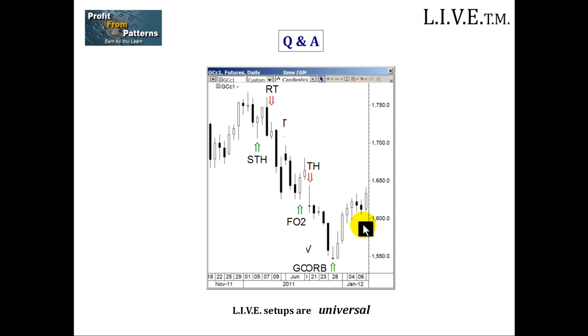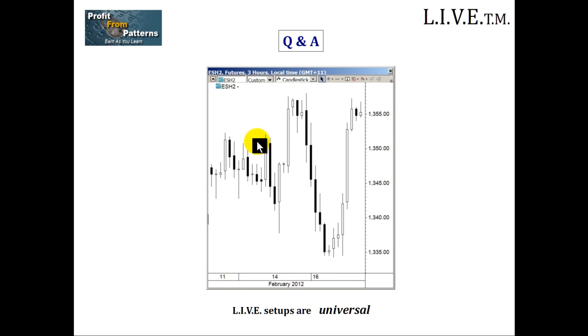How about a daily chart? You got it. Gold futures, another popular trading vehicle. And you can see again how the L.I.V.E setups quite nicely capture the turn or just before a turn. Nice little gorb down the bottom here. Little staircase to hell, staircase to heaven up there. Acronym city. So yep, L.I.V.E setups are universal in their application.